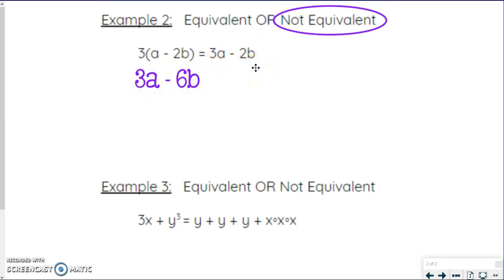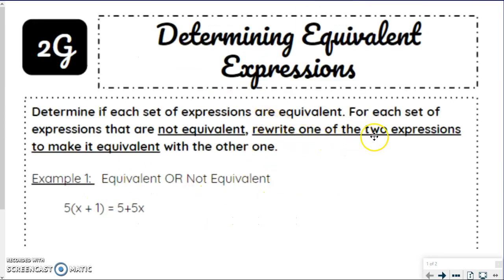Now, to rewrite, this is why I suggest that you go ahead and do the work anyway, because really this is our equivalent expression. Remember, it said to rewrite if one of them is not equivalent to the other, so you can make it equivalent.